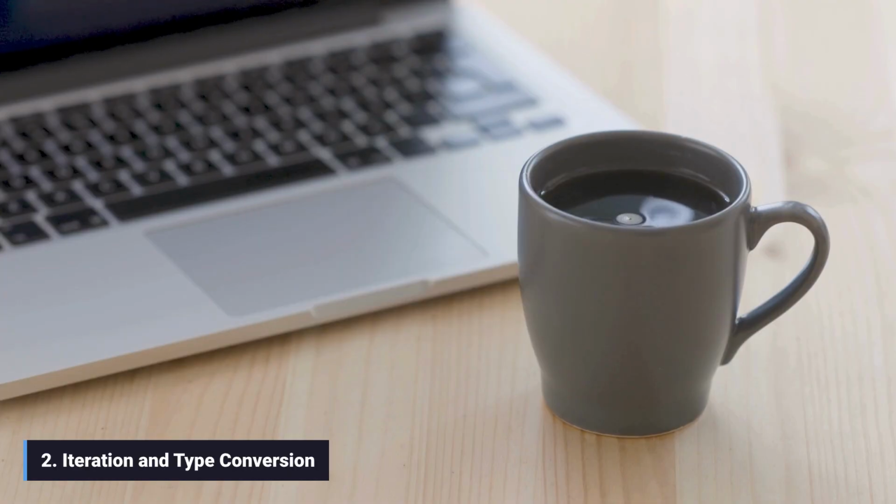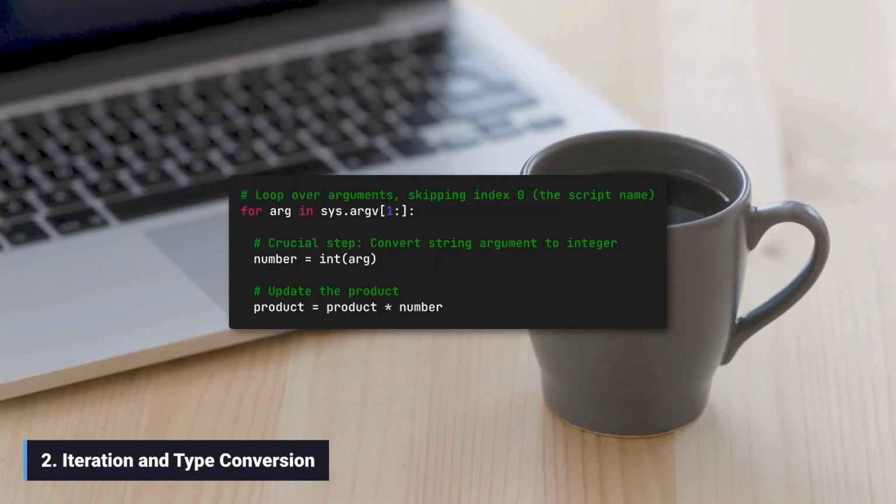Two, iteration and type conversion. This is the crucial step. We loop over the sys.argv list, starting from index 1. Remember, all command line arguments are received as strings. We must convert each argument to an integer using the int function before we can perform multiplication.